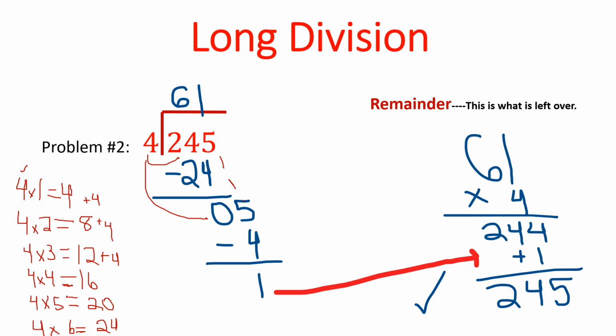4 times 1 is 4. You do it to the next one that's possible under it. And 5 minus 4 is 1. You have a remainder. So when you get ready to check, you have your answer here. 61 times 4. 4 times 1 is 4. 6 times 4 is 24. You had a remainder. Remember we said that's what's left over? That's what this is. Okay, so when you're doing this in school, they'll tell you it's a remainder.